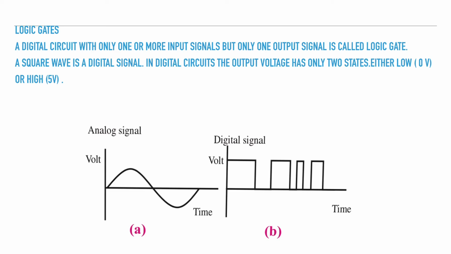Some devices, such as calculators and computers, operate on discrete voltage levels. The voltage level is either low, that is 0 volts, or high, that is plus 5 volts. Only two discrete levels are used. The low level is represented by 0 and the high level is represented by 1.